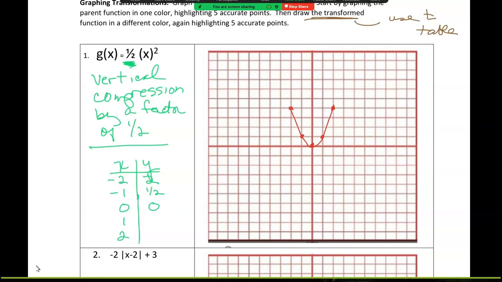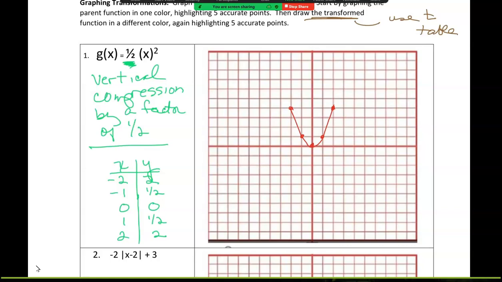Okay, I'm going to have symmetry now. When I square 1, I get 1, and 1/2 times 1 is 1/2. When I square 2, I get 4, and 1/2 times 4 is 2. Plot these 5 points. I didn't say move anything. I said plot these 5 points.